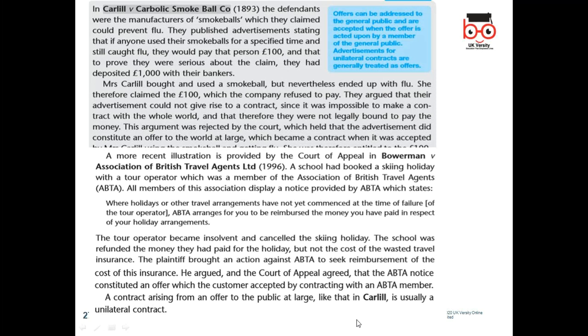So if no acceptance, no contract. The most recent example is this case law: the school has booked holidays with a tour operator, and the notice provided states that where the holidays and other travel arrangements have not yet commenced and the tour operator fails, they reimburse the money you have paid in respect of your holiday arrangements. The tour operator in this case became insolvent. Do we know what is meant by insolvent?